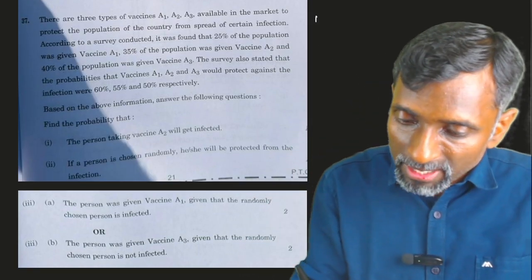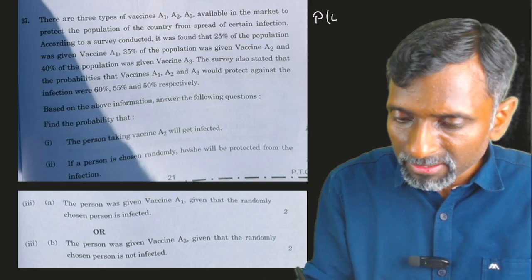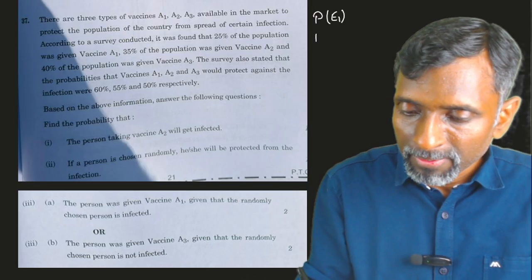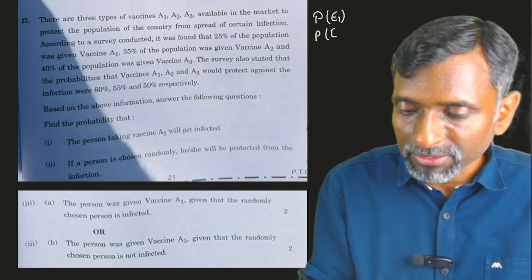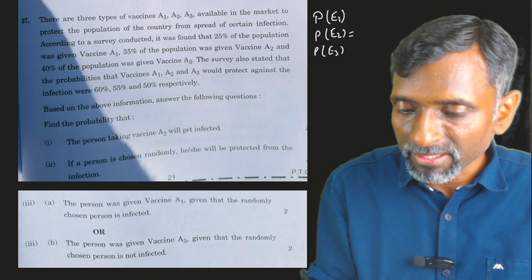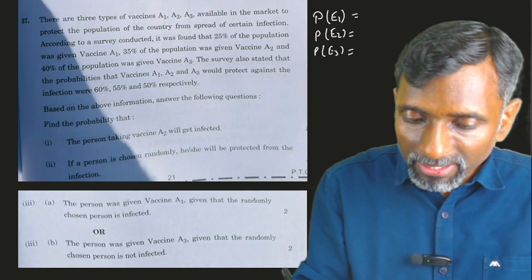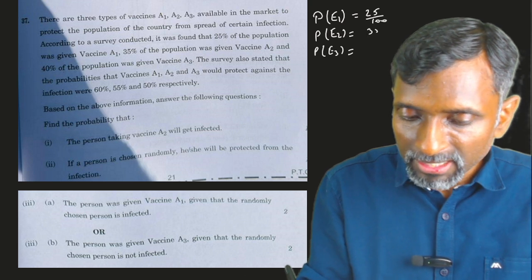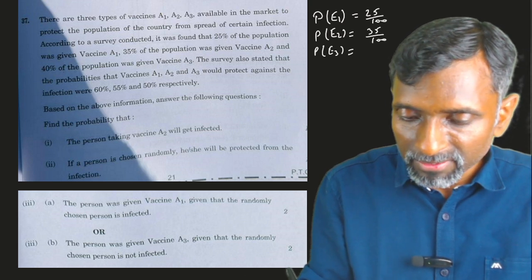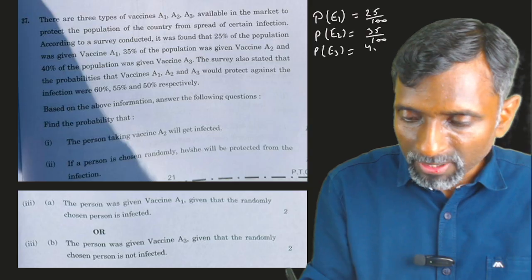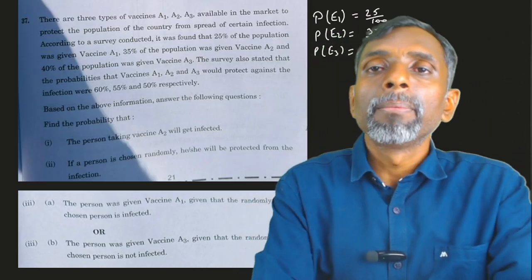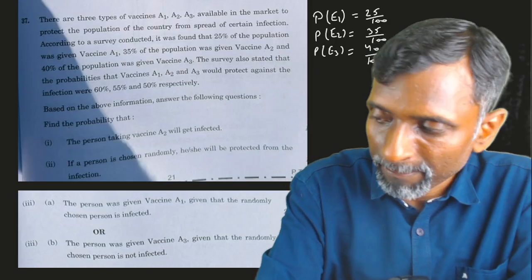First, we need to write the given situation. You can read the question very carefully. The events are the vaccinations of A1, A2, and A3. We can consider these as three events. The probabilities are given, which is 25%, which is 25 by 100. The second one is 35%, and the third one is 40%. You know, the sum of these probabilities must be equal to 1. Yeah, it is 1.